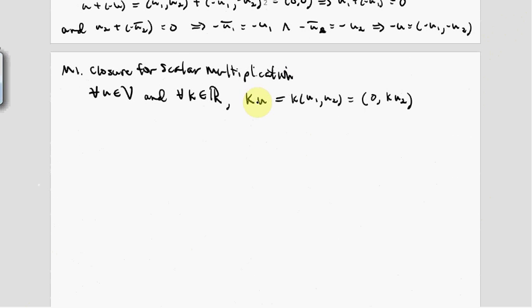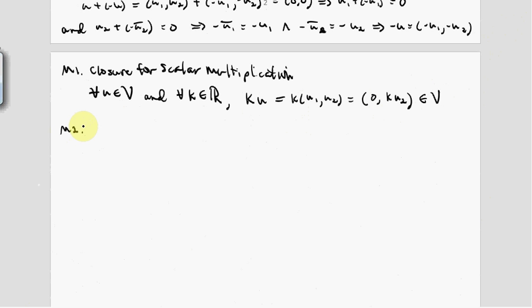So this is how scalar multiplication is defined by the problem. So now the question is: is the vector 0, k u sub 2 within this two-tuple space, capital V? Yes, it is, because that's how it's defined. This is within capital V.